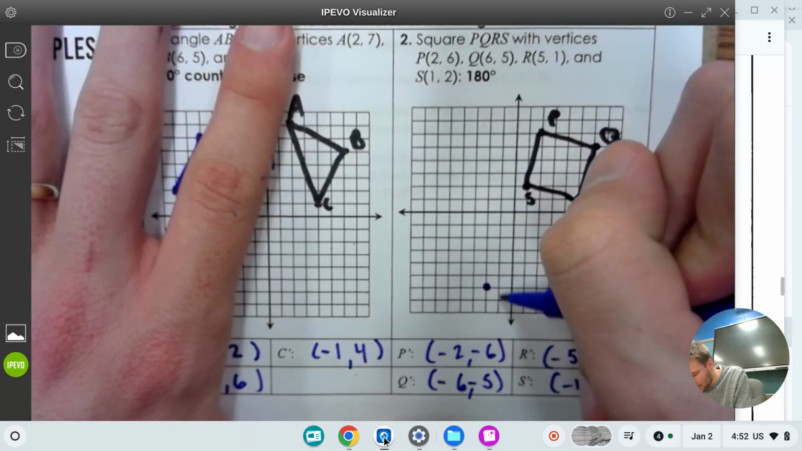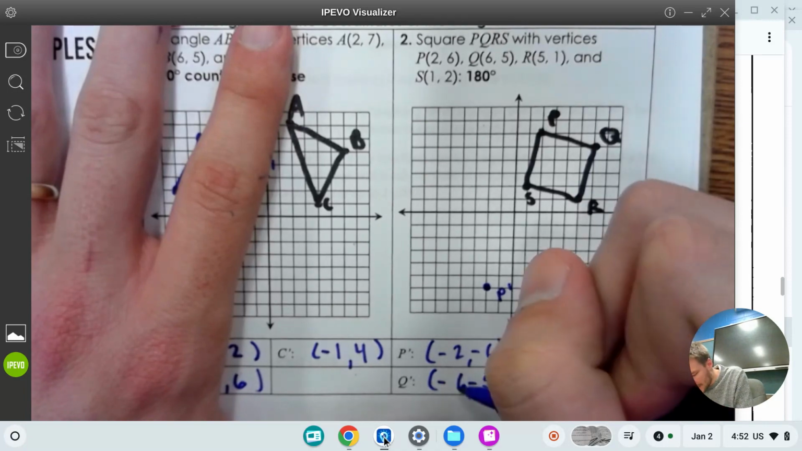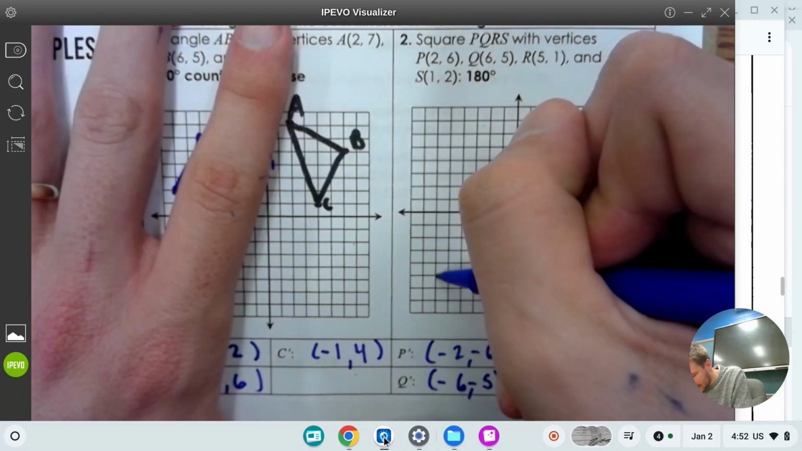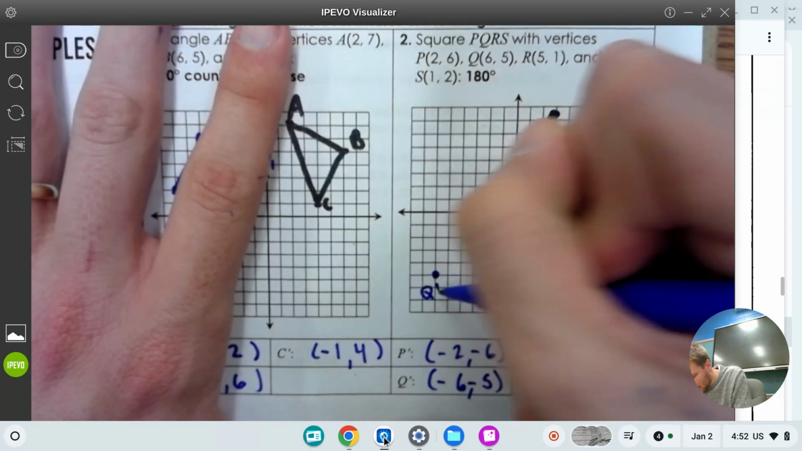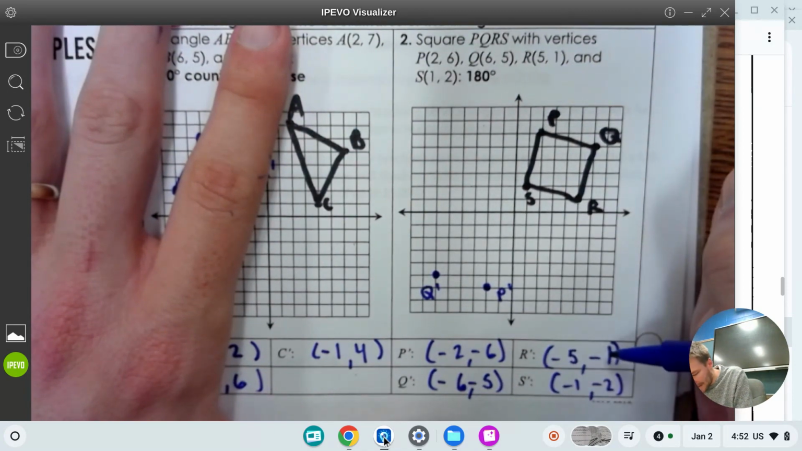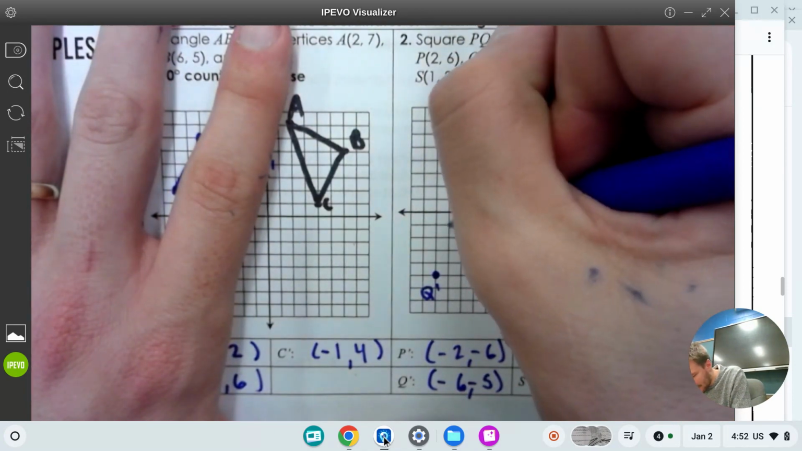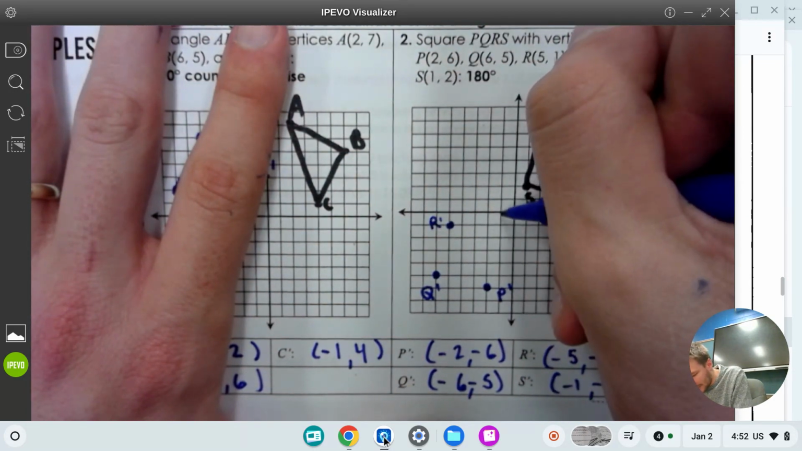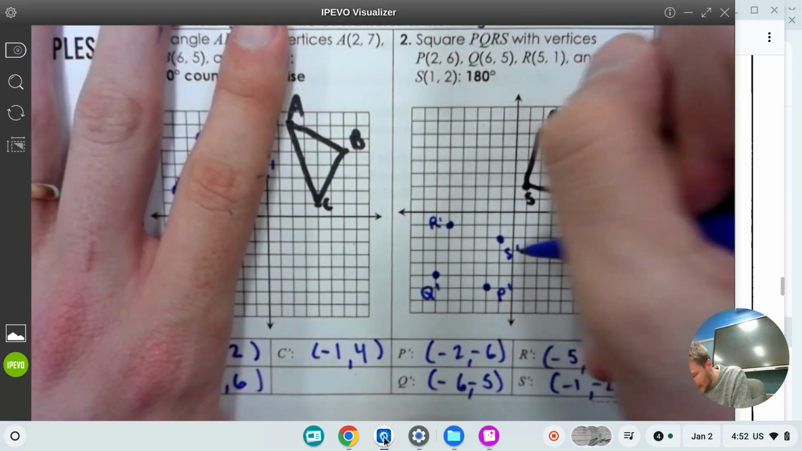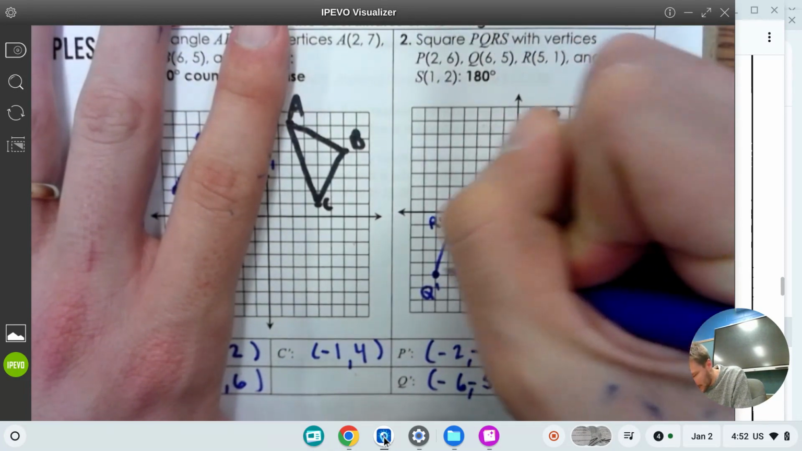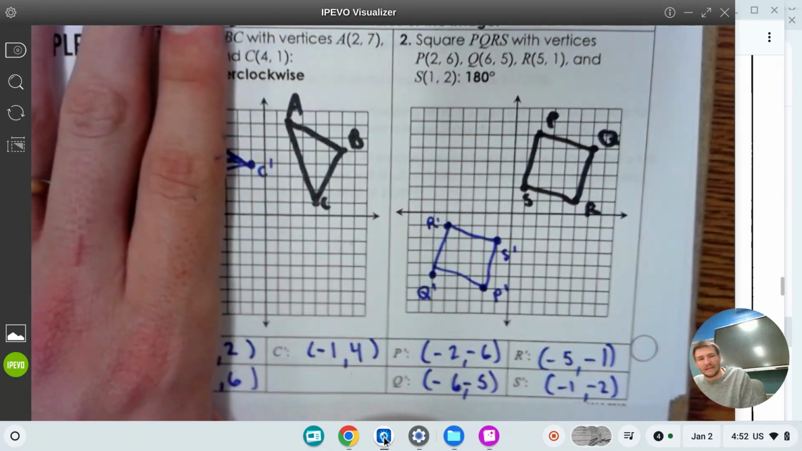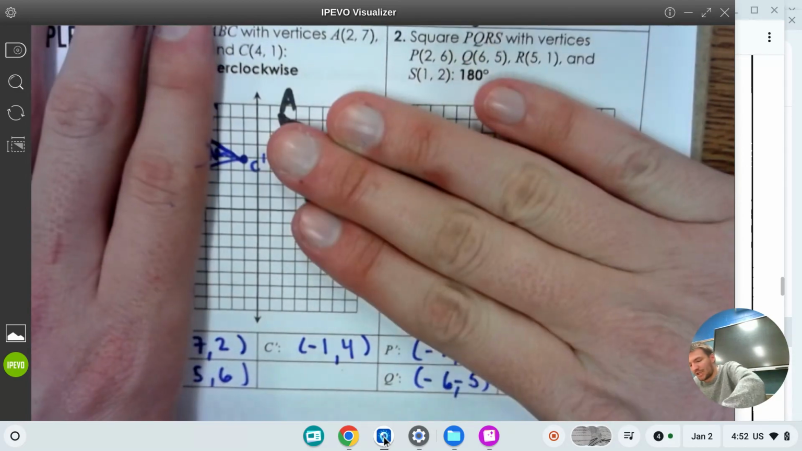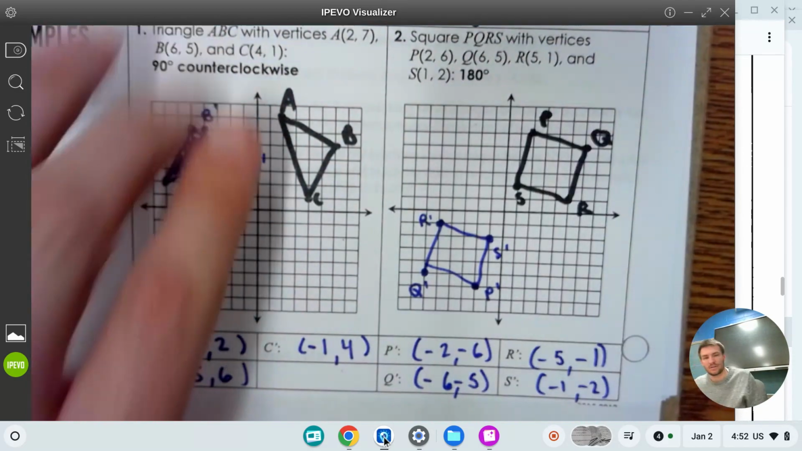-2, -6, boom, P prime. -6, -5, boom, Q prime. -5, -1, R prime. -1, -2, boom, S prime. There's my square. Is it rotated 180? Chick, chick. I think it looks good.